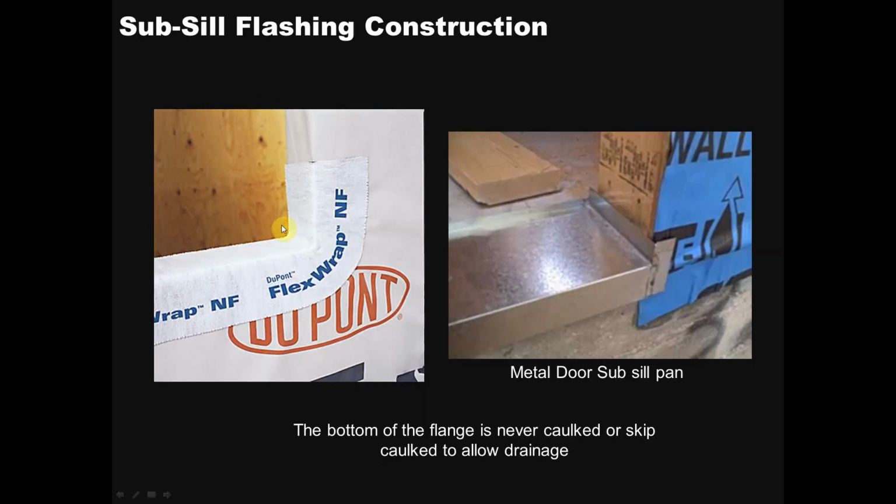As you can see, this has a bit of a flex wrap up here, it turns up. Then this one here's the bottom of the door, which would have a welded flange. But the key to remember is when they put the flange in here, it shouldn't be caulked or fastened. If you're going to caulk it, you run your bead of caulking 2 inches, skip an inch, just sort of what they call skip caulking.